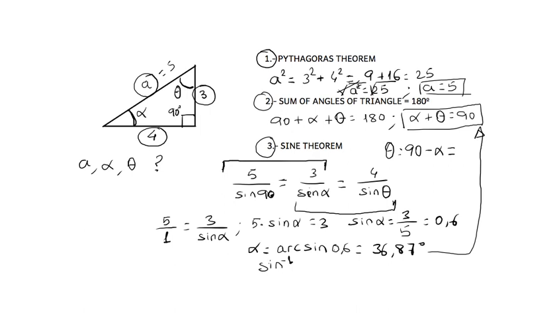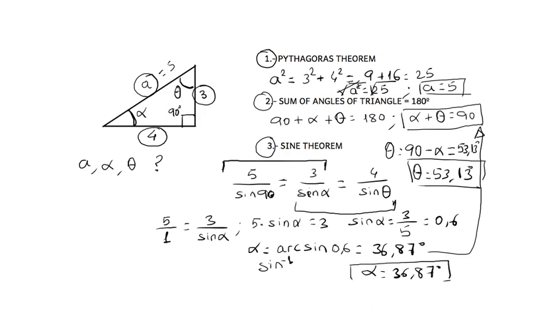So 53.13 degrees. So we have everything. We got alpha as 36.87, zeta 53.13, and A 5. So another example.